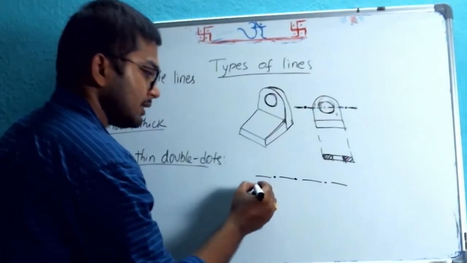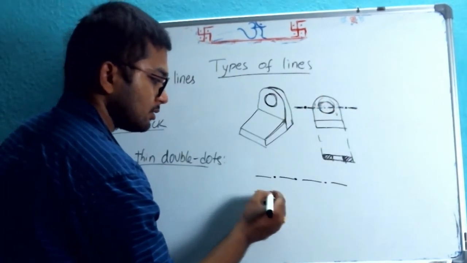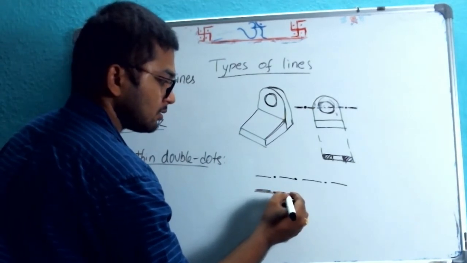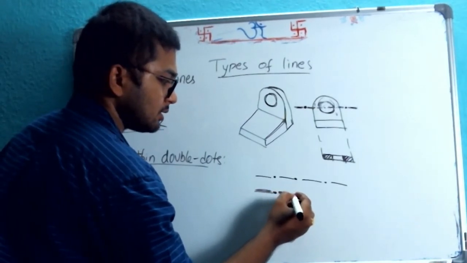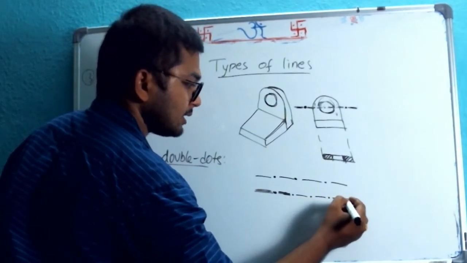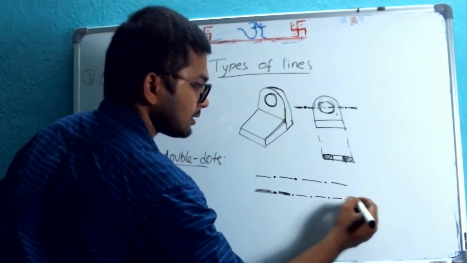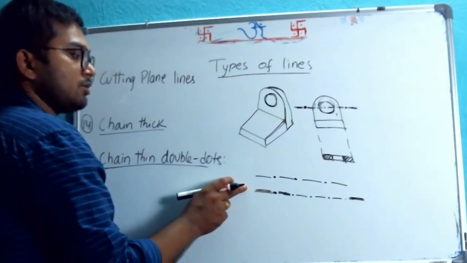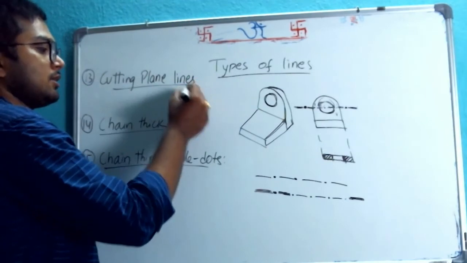So this is continuous line. This, we can call it a thin line. Thick at the ends and thin in between. This we use for cutting plane lines.